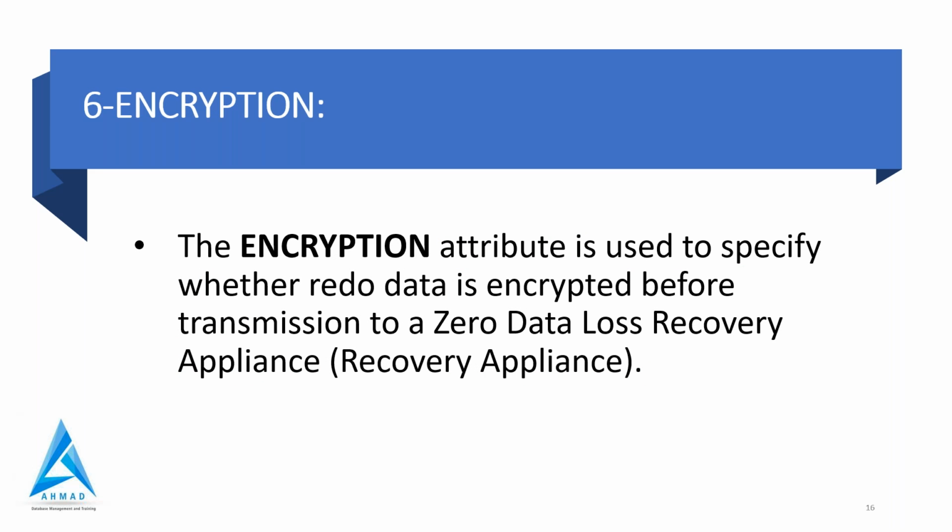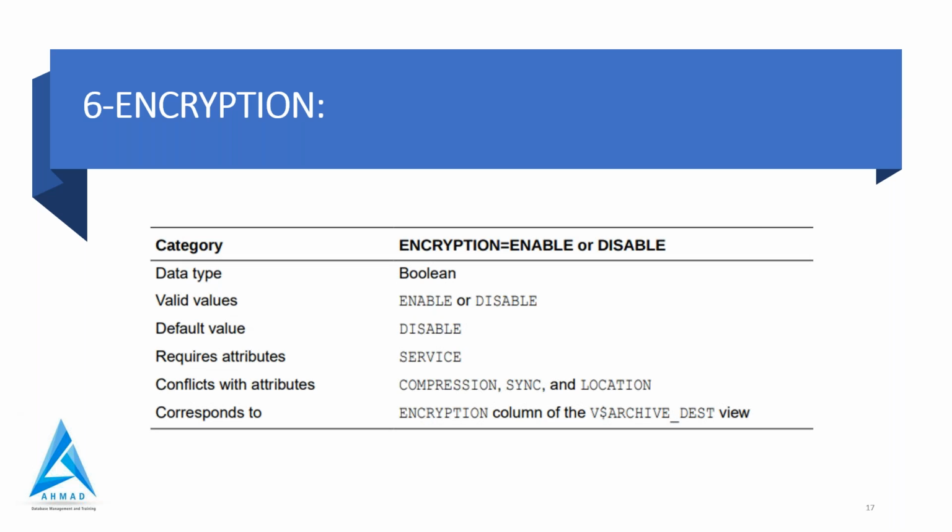Then encryption. The encryption attribute is used to specify whether redo data is encrypted before transmission to a Zero Data Loss Recovery Appliance. Redo transport encryption is allowed only for connections to a recovery appliance. So if you are configuring encryption on a log archive destination other than a recovery appliance, it will give an error. That is the important point. Encryption equals ENABLE or DISABLE, and by default it is disabled.